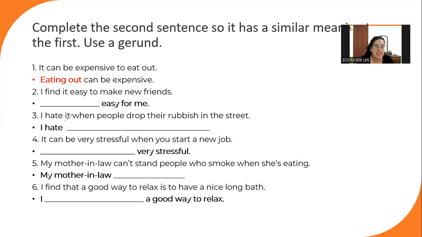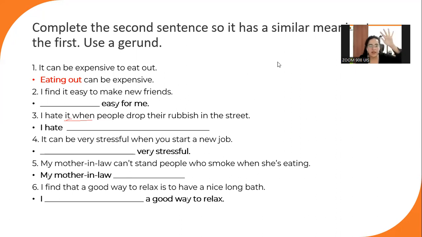Aquí dice "I hate it when", entonces de la oración original quitamos el "it" y el "when", y eso lo reemplazamos con el gerundio, ¿no? "I hate people dropping their rubbish in the street." El significado es exactamente el mismo, ¿ok?